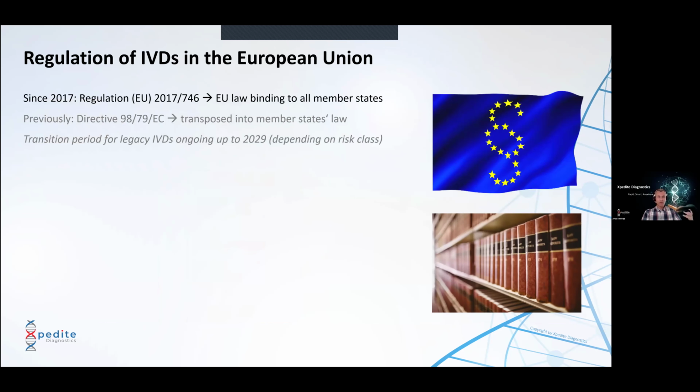So with that background, I just want to give you a little more information about this regulatory framework that we have here in the European Union. It's since 2017, the EU regulation 2017-746, that's the official naming or numbering, got into force. It's an EU law binding to all member states, and it took over the previous directive, the IVD directive, which was just a directive that had to be translated or transposed into member states' law. And there are still some transition periods for legacy devices that have been on the market under the old framework, and they can still remain up to 2029. There are certain staged transition periods for different risk classes. These old devices can still be on the market.